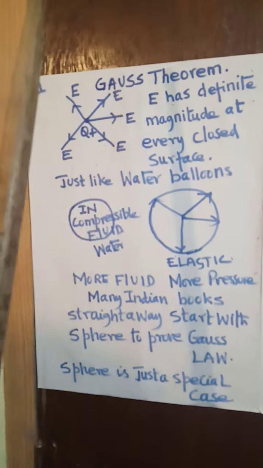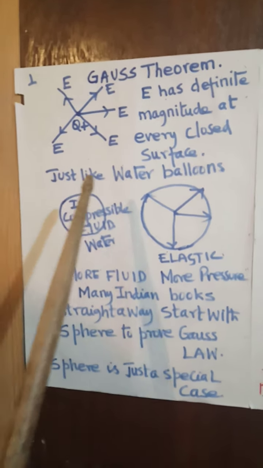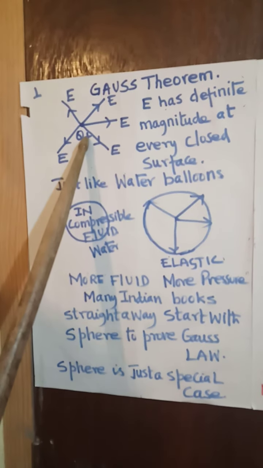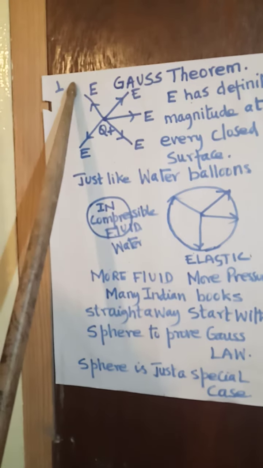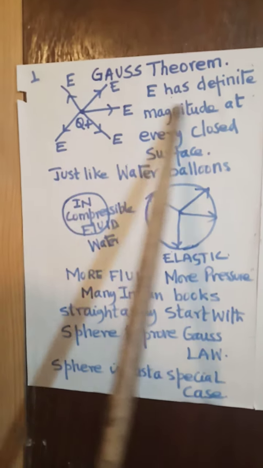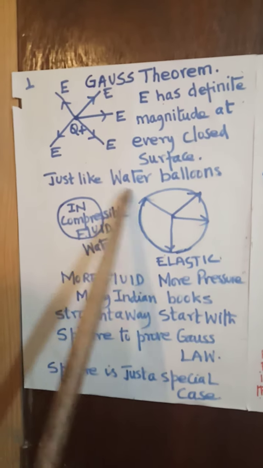Gauss is a famous scientist, so Gauss theorem. So to understand Gauss theorem, whenever there is a charge, there will be electric field in all directions. Whenever there is a magnet pole, there will be magnetic field in all directions. It is just like this.